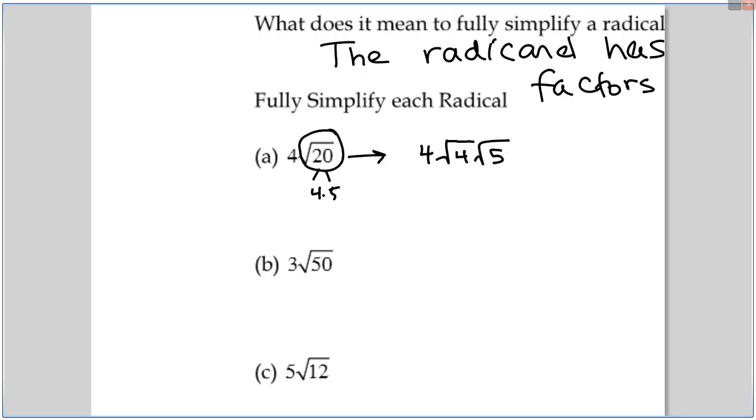Okay, so I'm going to undo that so it's not messy. Now which one of those is perfect? The root 4. Root 4 becomes? It becomes 2. And root 5 is still root 5. What do I do with this 4 times 2? Simplify it to 8.